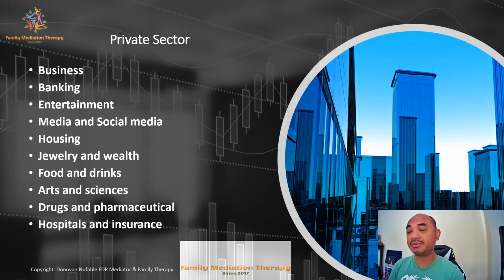The private sector, probably one of the biggest sectors in our society, includes the businesses, the banking, the entertainment, media and social media, housing, jewelry and wealth, food and drink, arts and sciences, drugs and pharmaceutical, hospitals and insurance. These private sectors provide jobs for us to do, and the jobs obviously pay us money so that we can pay for our houses, for the cars, and for all other expenses that we might incur as people living in society. The private sector is important in providing jobs and also security.